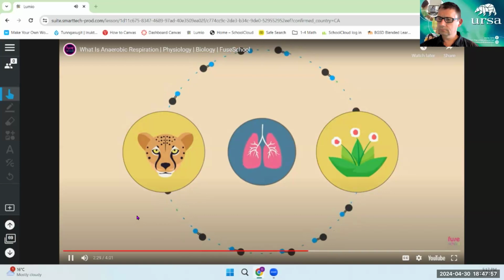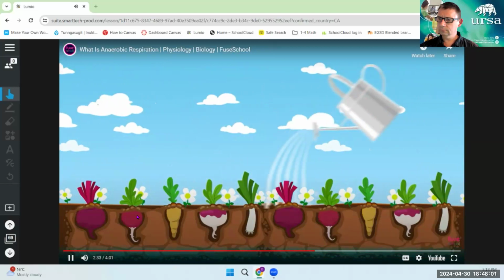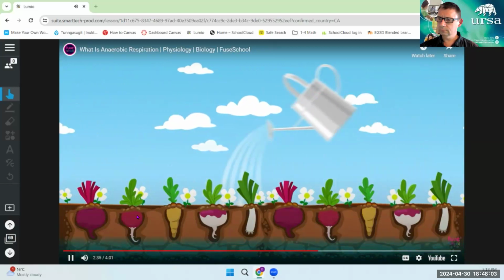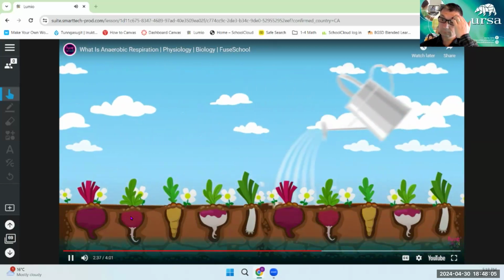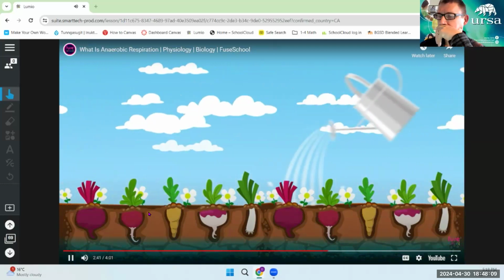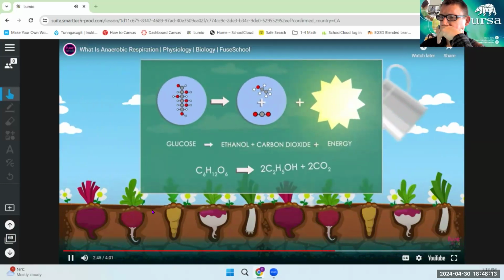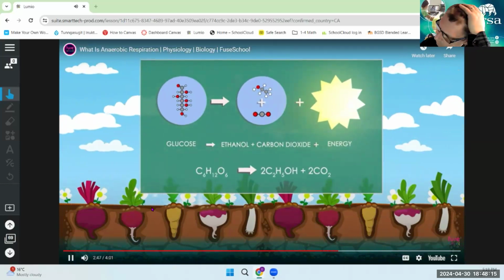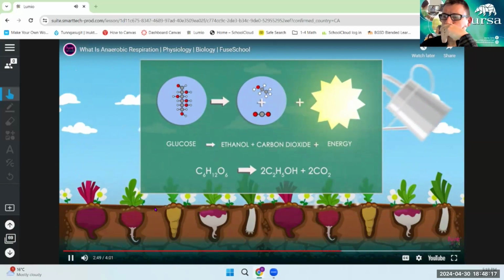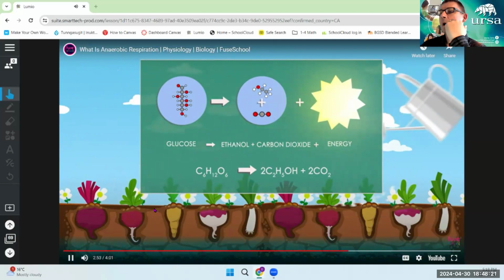What about in plants? The oxygen supply can run out for plants too, such as in waterlogged soils. This then forces plants to have to carry out anaerobic respiration, as they too need to respire constantly. Here's a generalized anaerobic respiration equation for plants. Notice how instead of lactic acid being produced, ethanol and carbon dioxide are made instead.